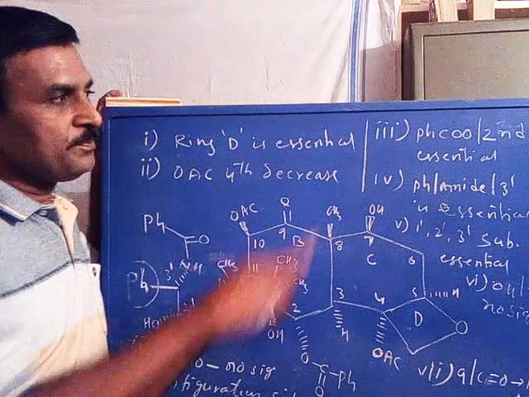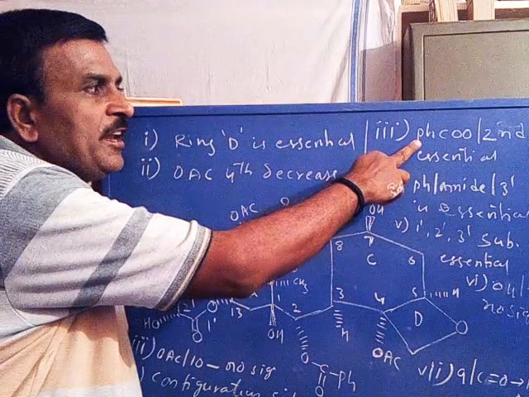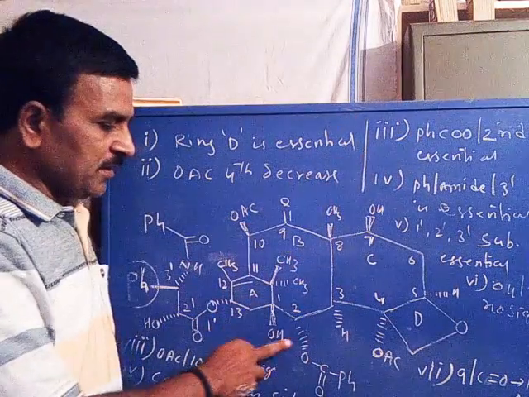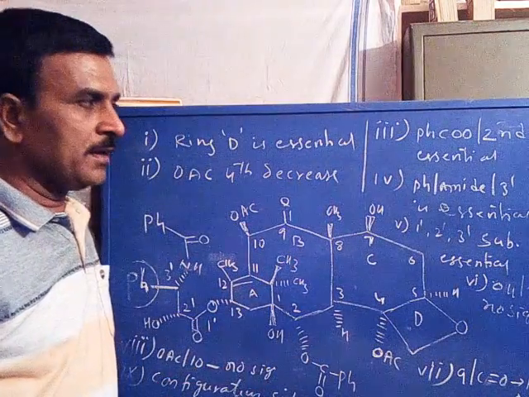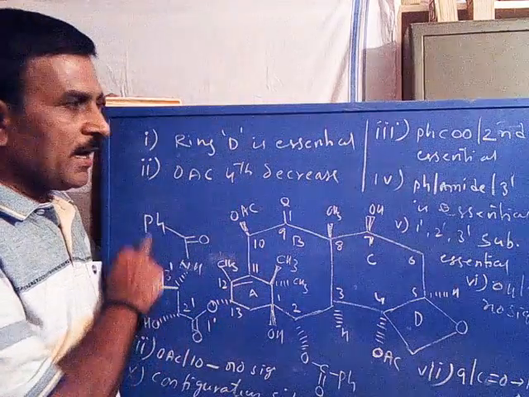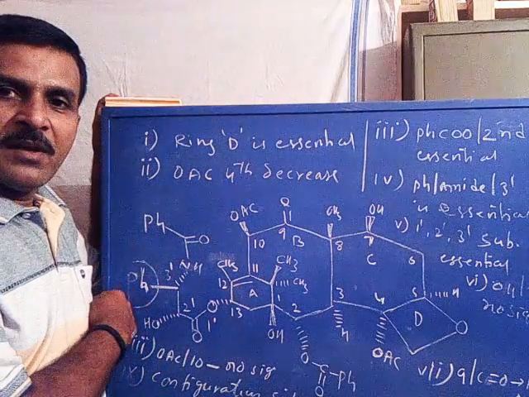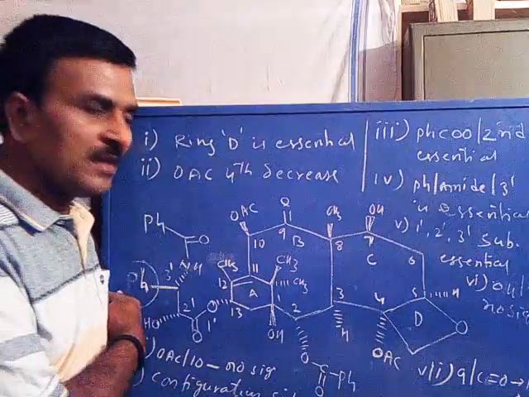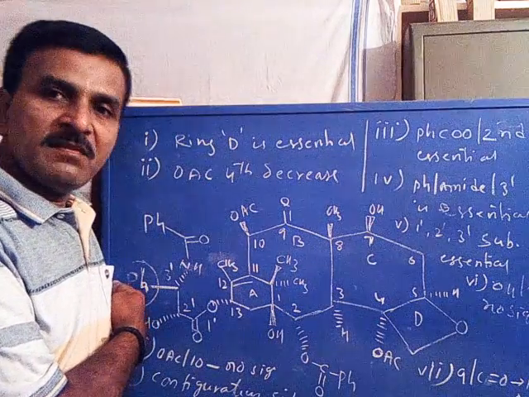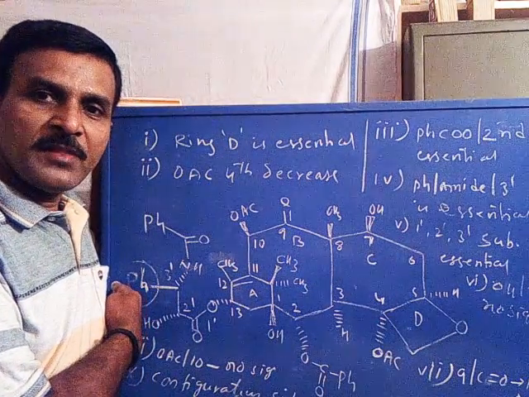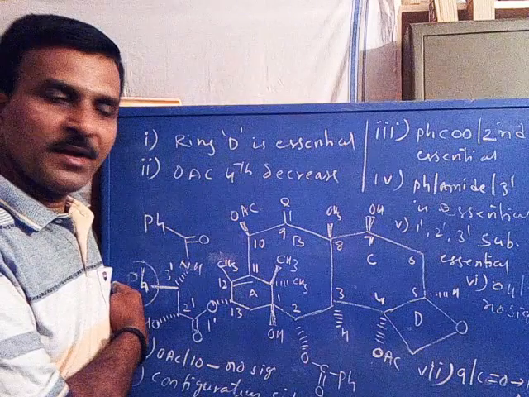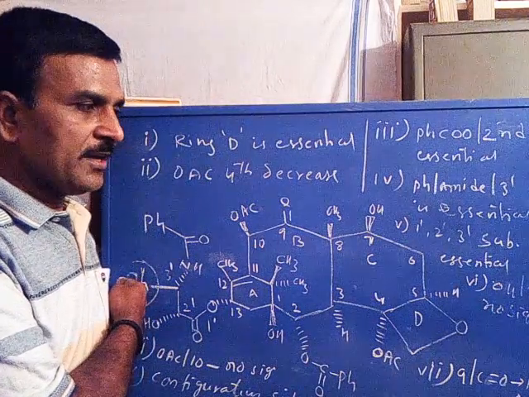Now the presence of the phenyloxy group at the 2nd position is also essential for its activity. Now the phenyl group and an amide group on the 3' carbon in the side chain are also essential for its activity. The substituents on 1', 2', 3' carbons are also essential for its anti-cancer activity.